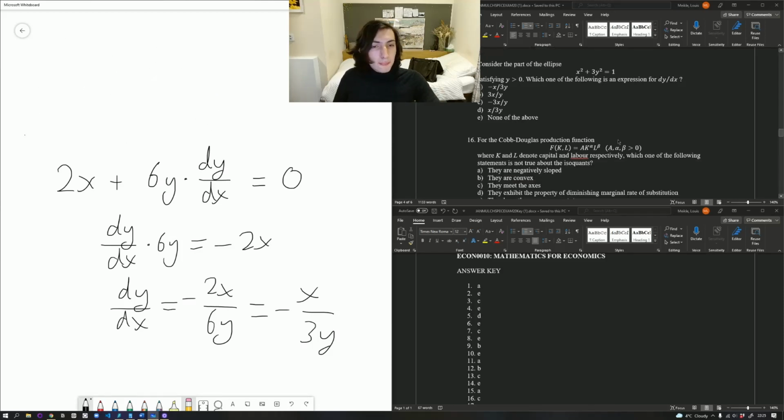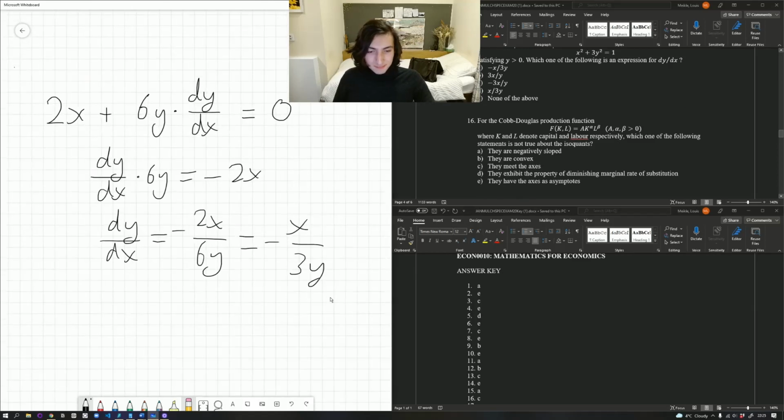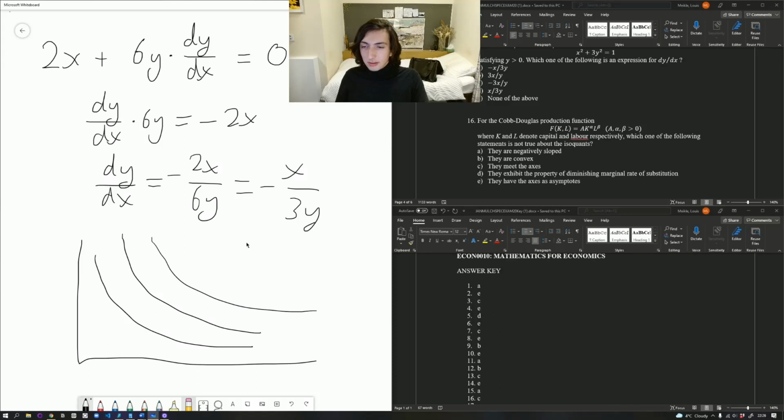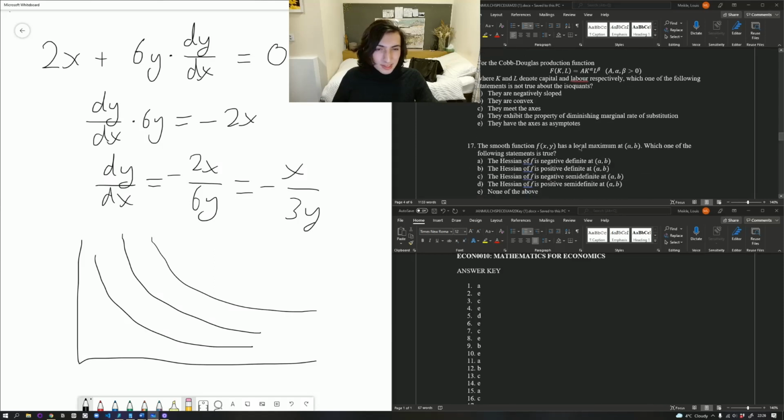Anyway, moving on. More Cobb-Douglas production functions. For this one, I think it's pretty easy to notice. The isoquants for a Cobb-Douglas function are going to look something like this. What they do is they essentially fan outwards in rays, and their asymptotes are going to be the axes, and they're going to just continue off infinitely in either direction. Obviously, like most asymptotes, they don't touch the axis, which is why C is clearly incorrect, because they can't meet the axes. So that's probably the easiest question on this.